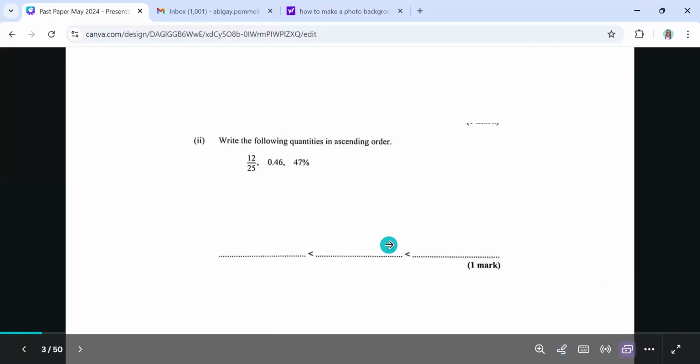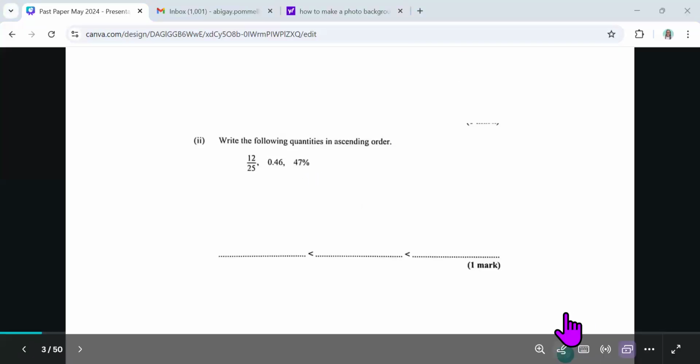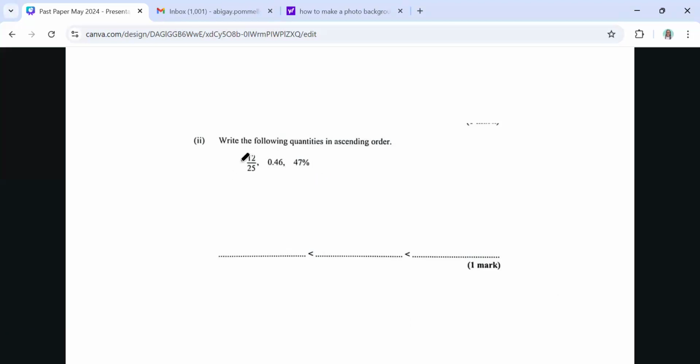Moving on to the next question. Here we have, write the following quantities in ascending order. So the first thing we're going to do is convert these quantities. An easier way to convert it is into percentage. So everything can be in percentage.